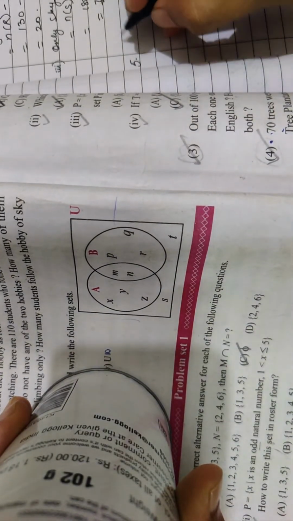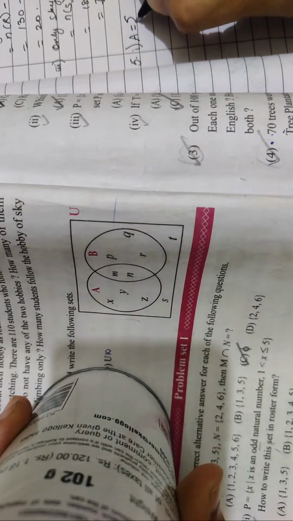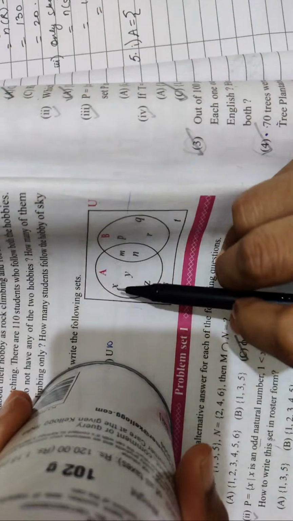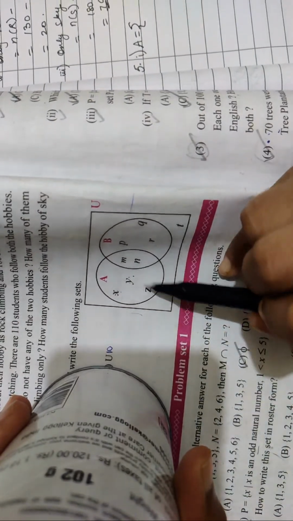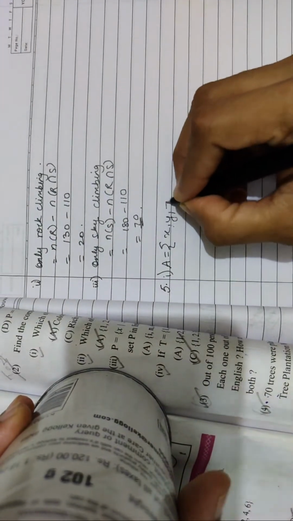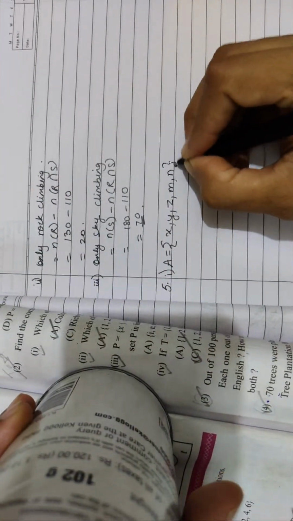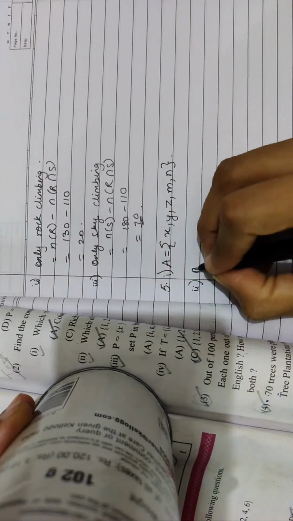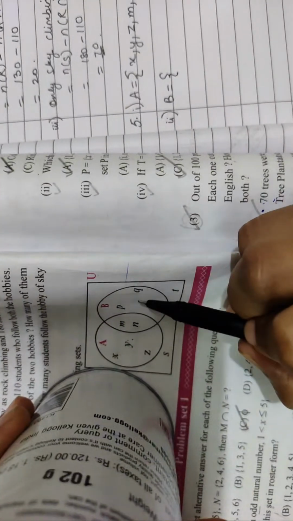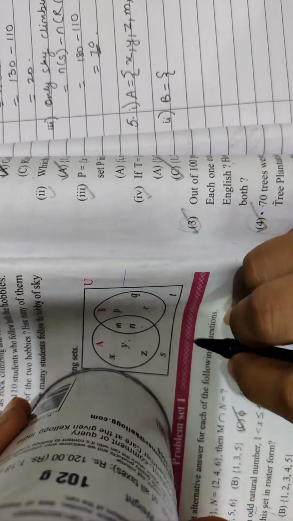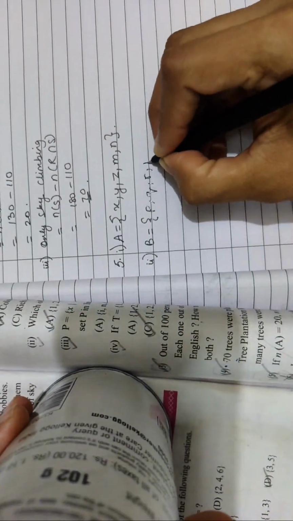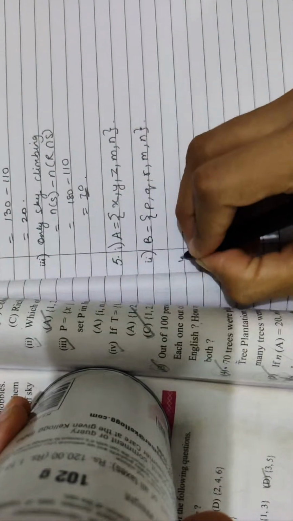So first question says number of elements in A. So you can see X, Y, Z, M and N. So I'll write X, Y, Z, M and N. Second, it says B. You can see in B, P, Q, R, M and N. So P, Q, R, M and N.